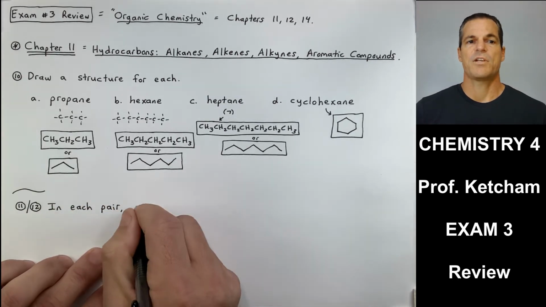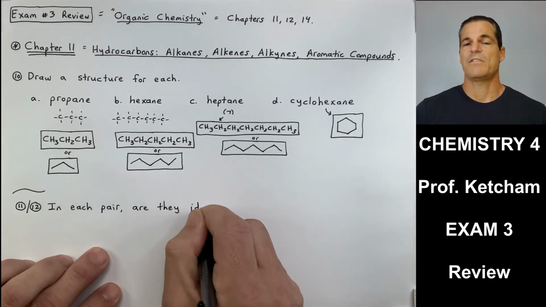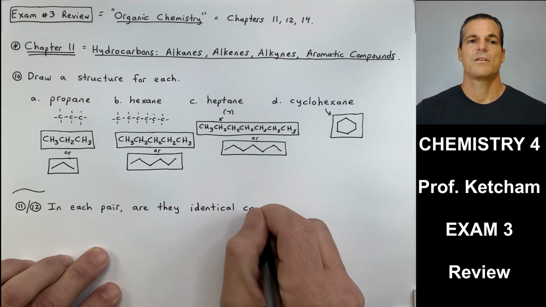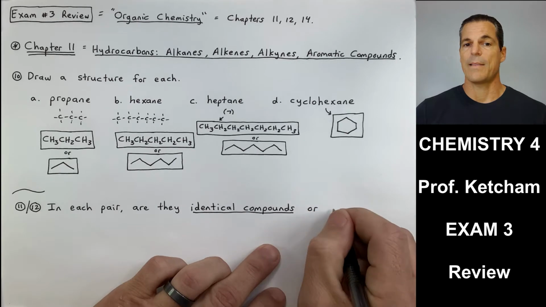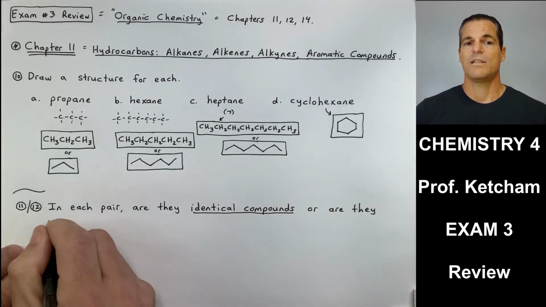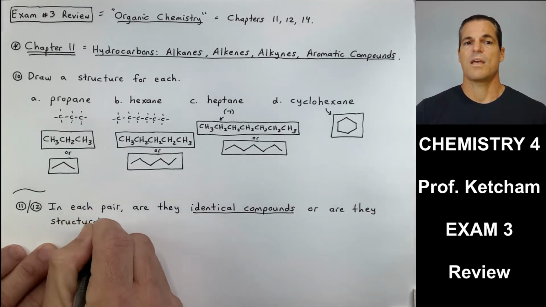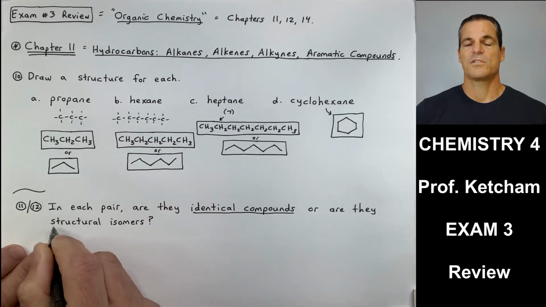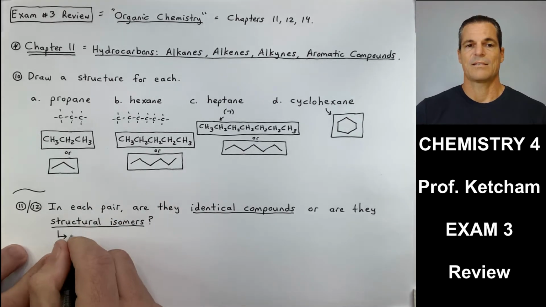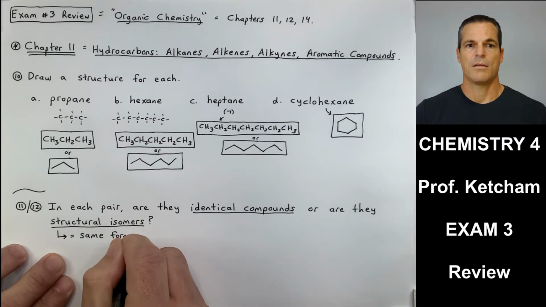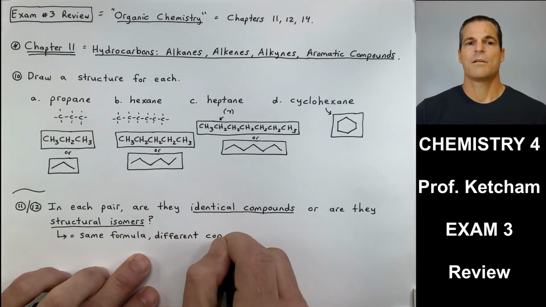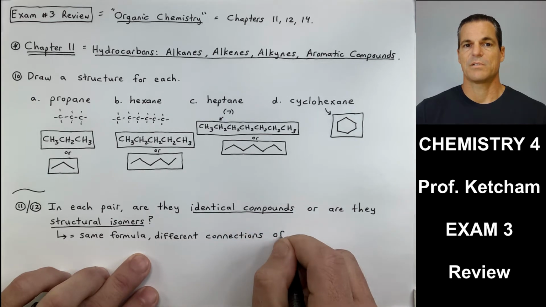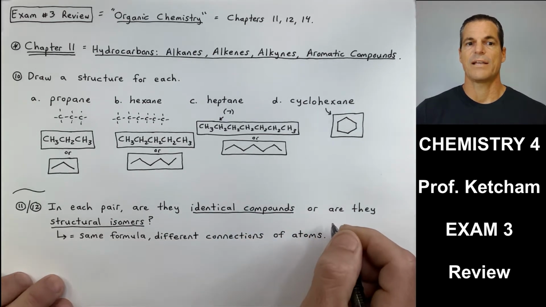All right, next problem in chapter 11 is question number 11 and 12. They have the same instructions. So it says in each pair below, we want to know, are these identical compounds or are these structural isomers? Okay, so structural isomers, just so you know, have the same formula, like C6H14, C5H12. They have the same formulas, but different connections of atoms. They're different compounds. They're isomers.